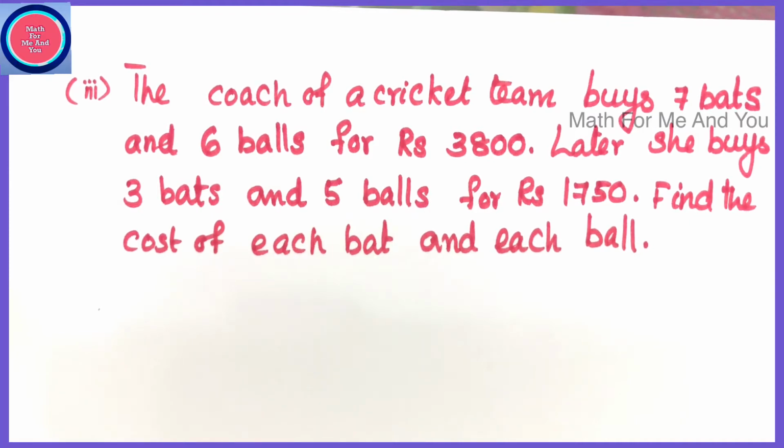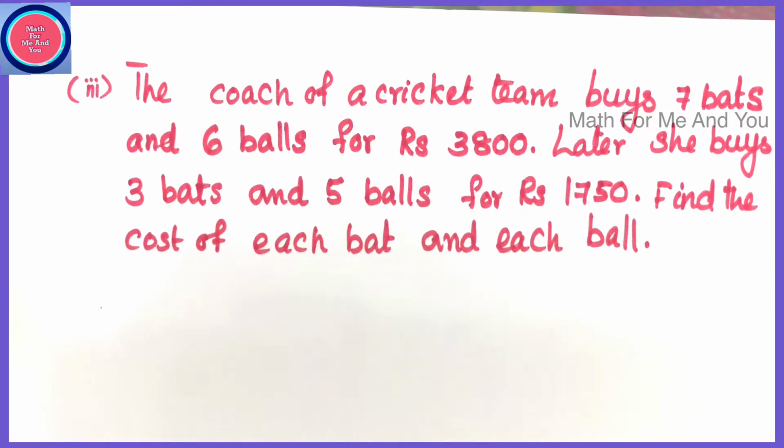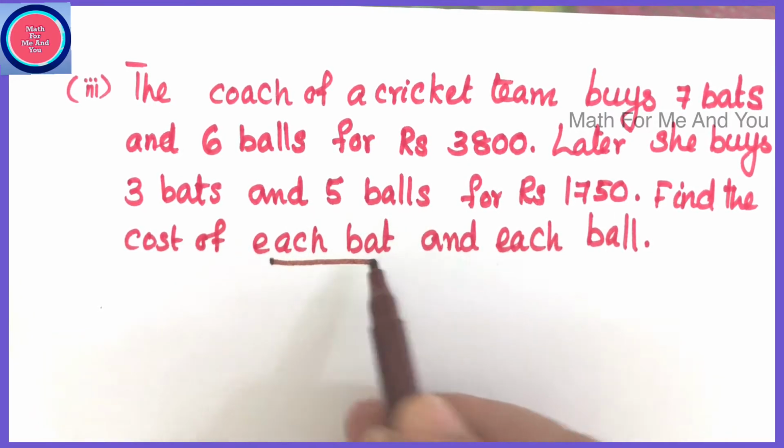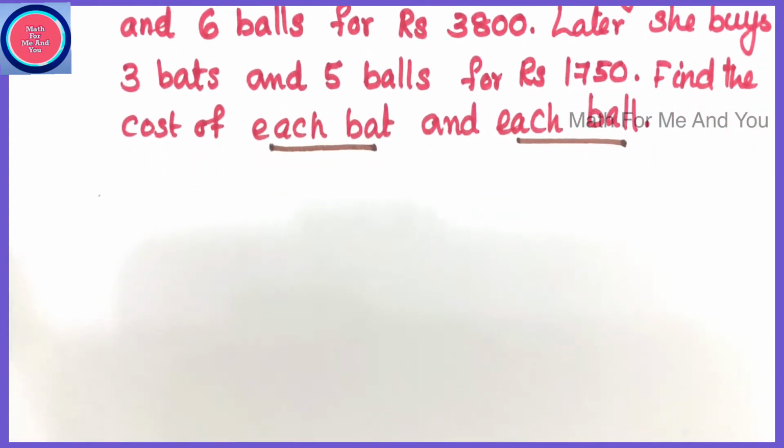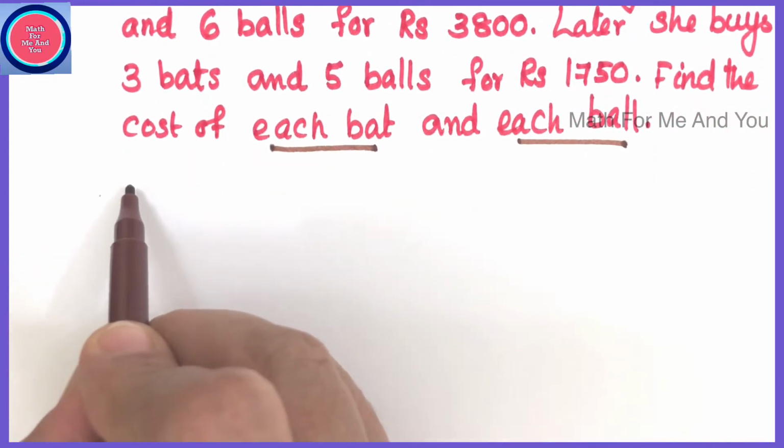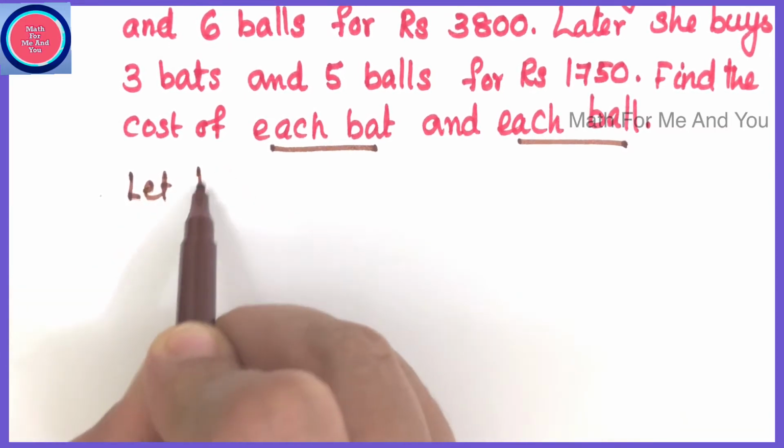Next question. The coach of a cricket team buys 7 bats and 6 balls for rupees 3,800. Later, she buys 3 bats and 5 balls for rupees 1,750. Find the cost of each bat and each ball. So what do we need to find? The cost of a bat and the cost of a ball. We could take x as the price of a bat in rupees.